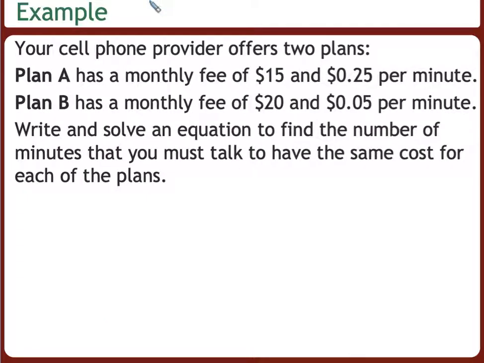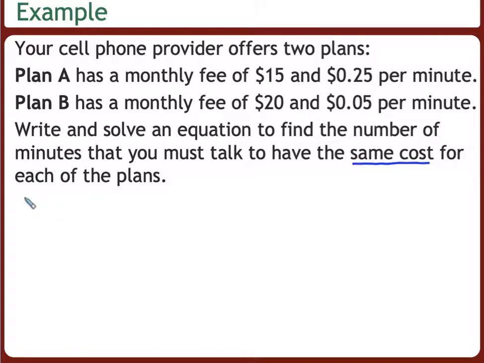Alright, so this is kind of a fun one. Your cell phone provider offers two plans. So back in the old days, they didn't just have unlimited plans. You actually had like a monthly fee and then a cost per minute or even per text back in the day. So what we want to find out is comparing plan A and plan B, write and solve an equation to find the number of minutes you must talk to have the same cost for each of the plans. So we want to know, when is plan A equal to plan B?